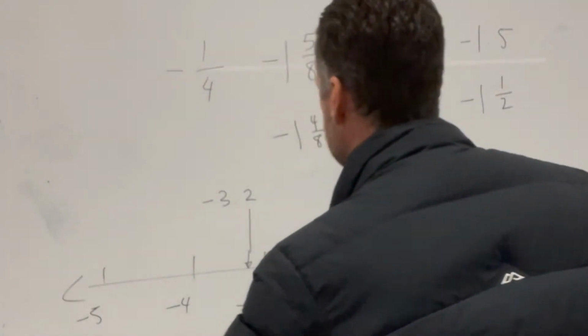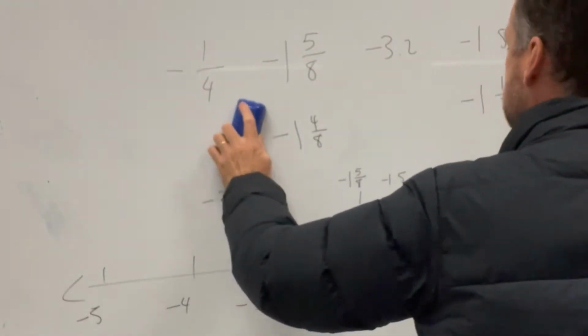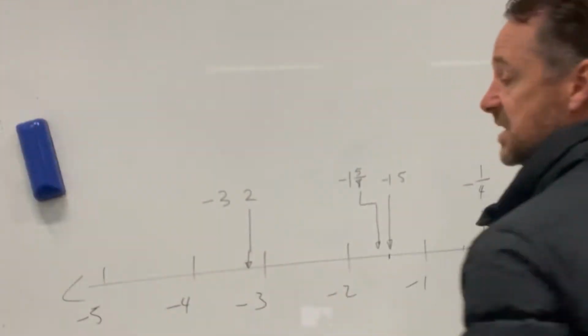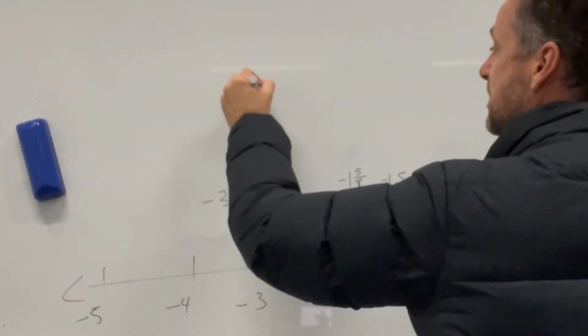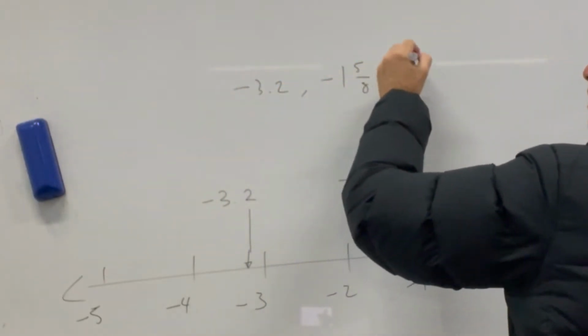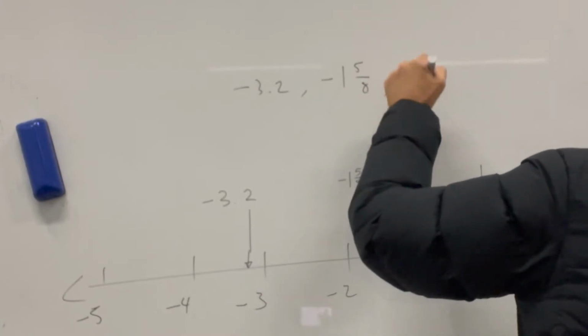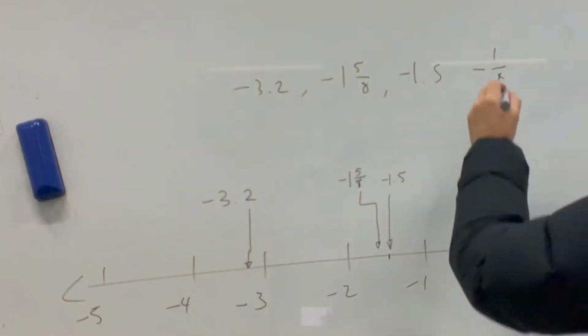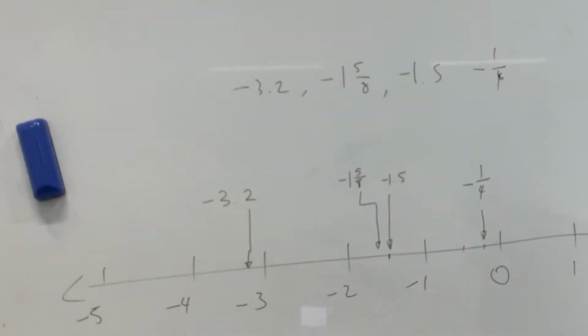Now, if you were asked to write them smallest to largest as a list, then it'd be the same order: -3.12, -1 5/8, -1.5, and -1/4 would be to write them all in order smallest to largest.